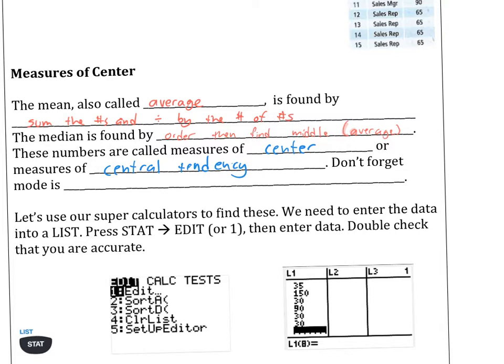Lastly, of course, the mode is the most frequent. You can actually have more than one mode. In the case where all things are equal, then there is no mode. You might say no mode.